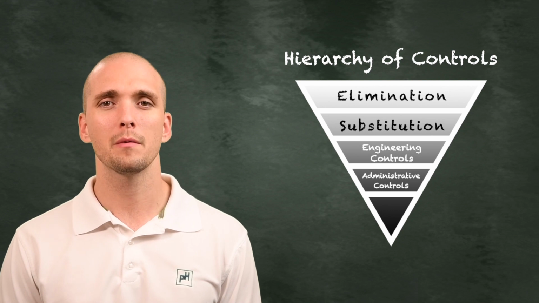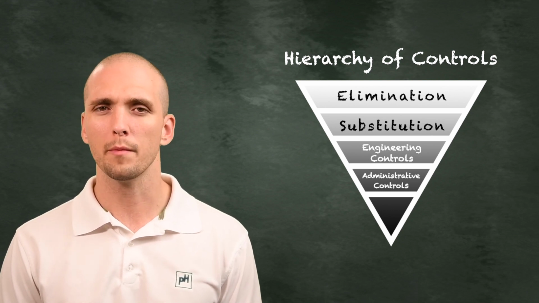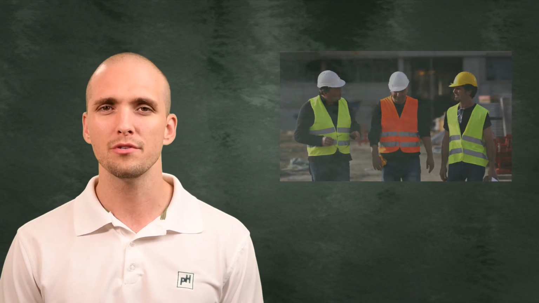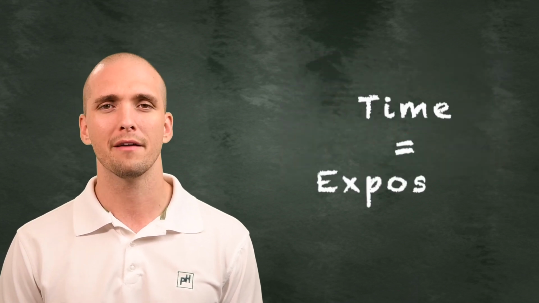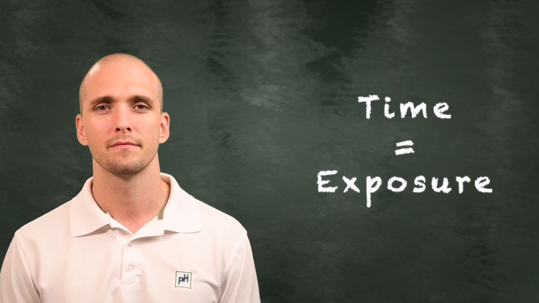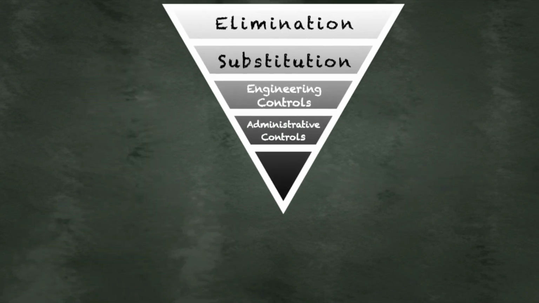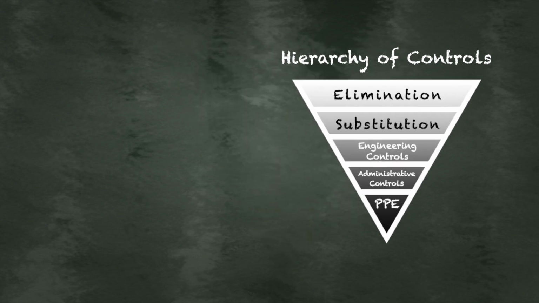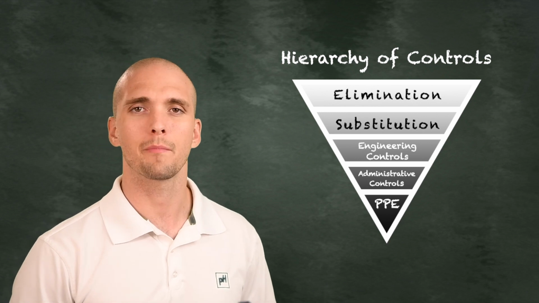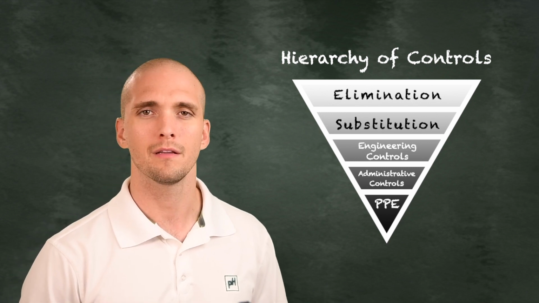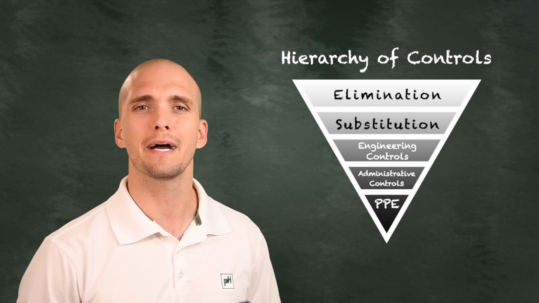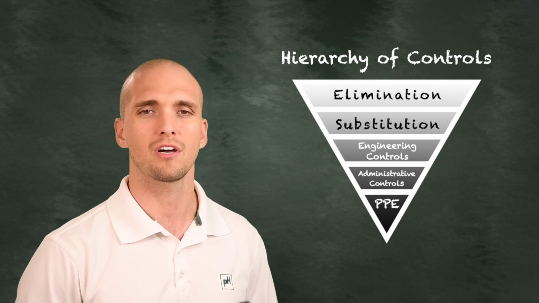The next tier of our pyramid is administrative controls or work practices. Administrative controls and work practices include things like shift rotation. Shift rotation reduces the amount of time and therefore the amount of exposure to harmful hazards. The lowest tier of our pyramid is personal protective equipment, PPE. This is the last line of defense and should only be used to further minimize hazards after other solutions have been exhausted.